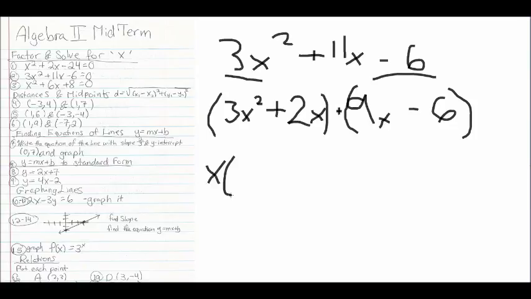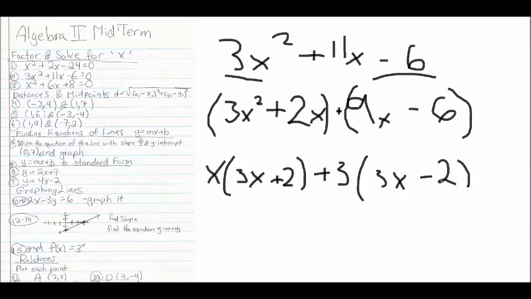Now we need to factor out. From this set, we can factor out x, leaving us 3x plus 2. All right. And we can factor out from the next binomial. Looks like we can factor out a 3. And when we factor out a 3, we're left with 3x minus 2.